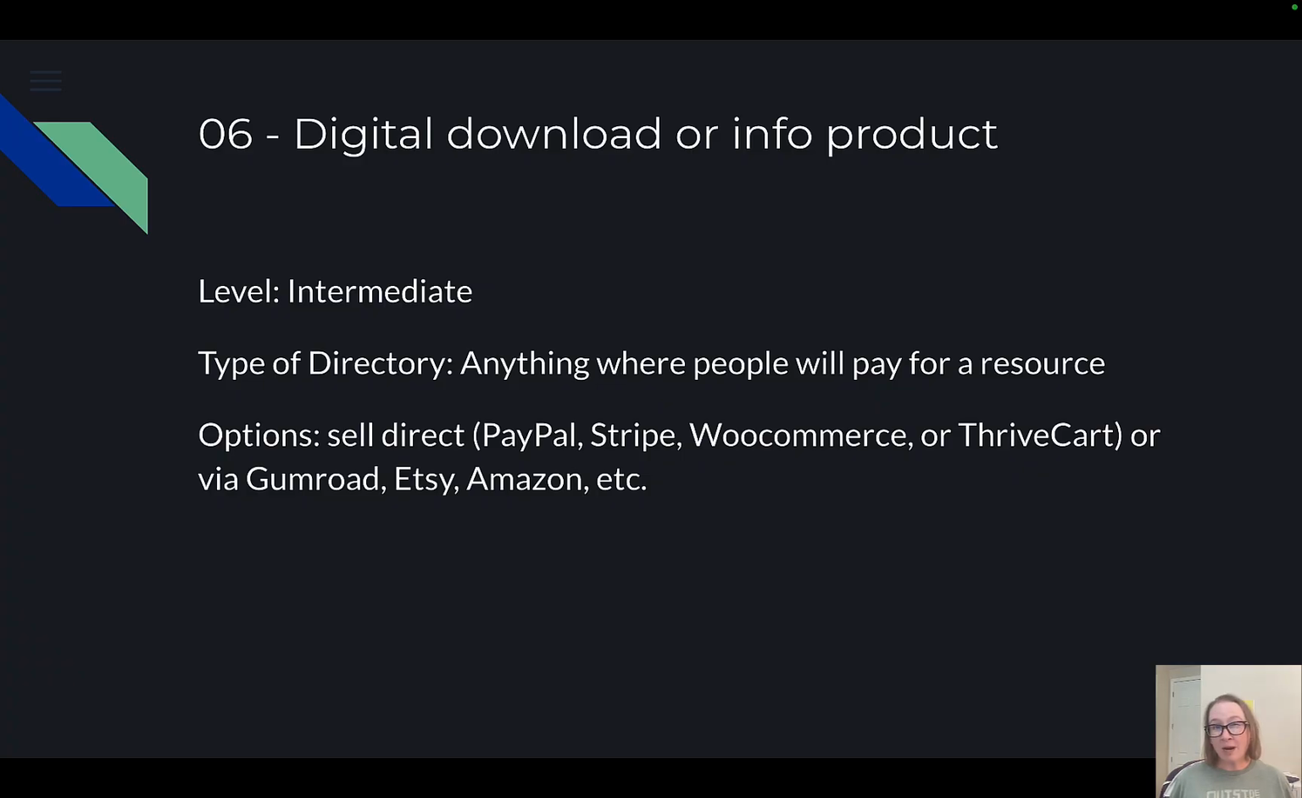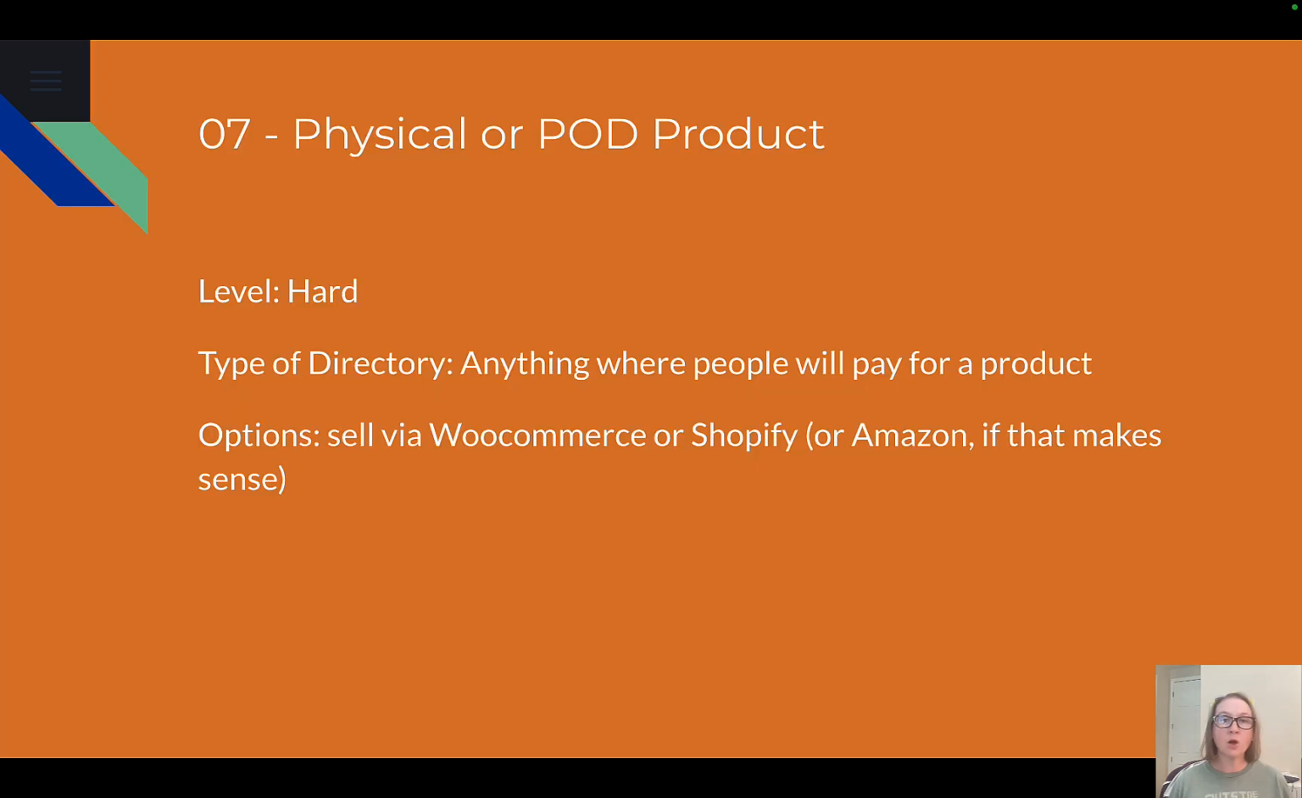You can do the same with Stripe, I think. I'm not sure which download plugins that works with, though. WooCommerce offers this functionality. Other delivery options, as well as payment options, are something like Gumroad, Etsy, maybe even Amazon. Basically, it's going to be whatever makes sense for what you're selling and the audience that you are selling it to. Okay, moving on to what I call the hard level.